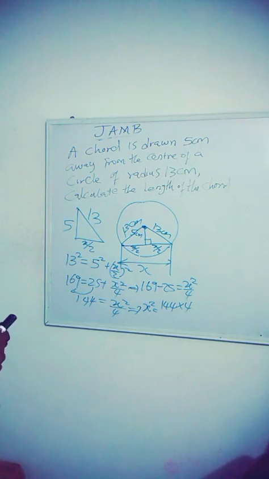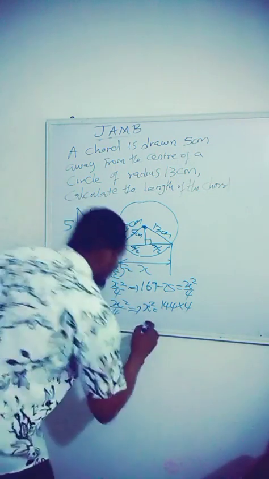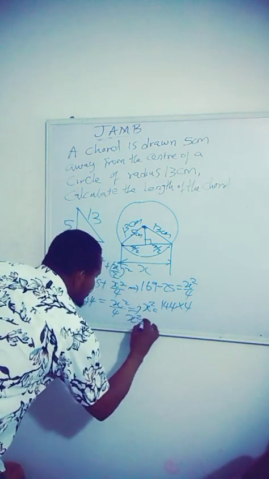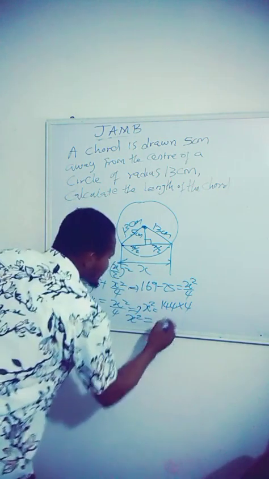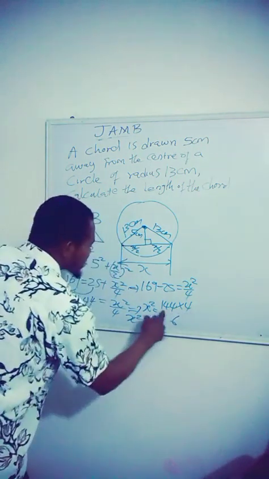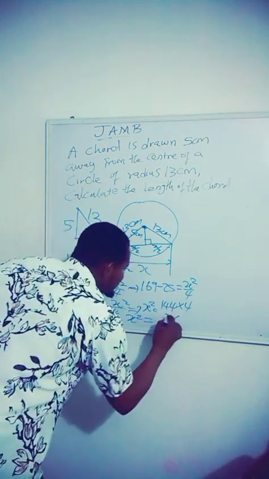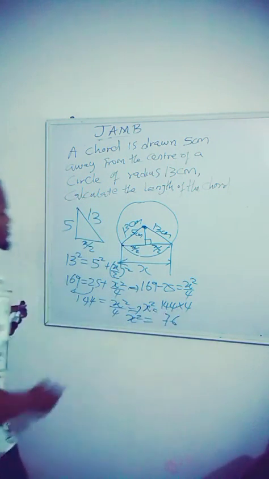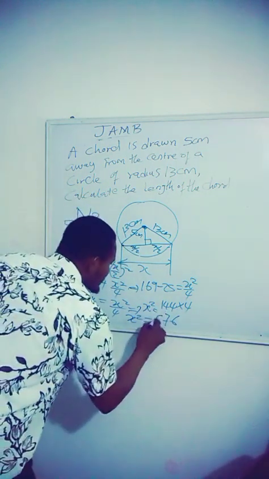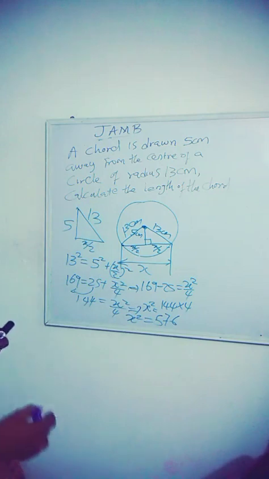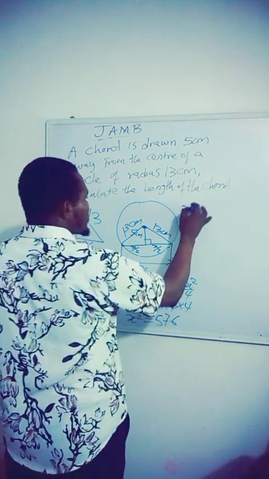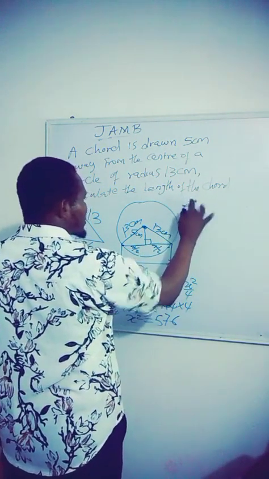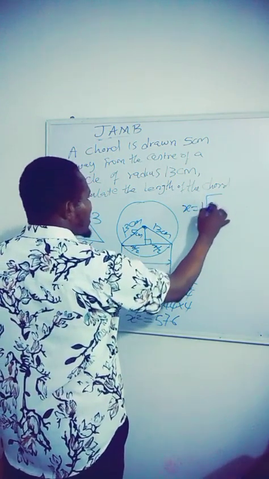144 multiplied by 4. So we can say that x squared is equal to 4 times 144. 4 times 4 is 16, 4 times 4 is 16 plus 1 is 17, 4 times 1 is 4 plus 1 is 5, 5, 7, 6. So x squared is equal to 576, so x is the square root of 576.